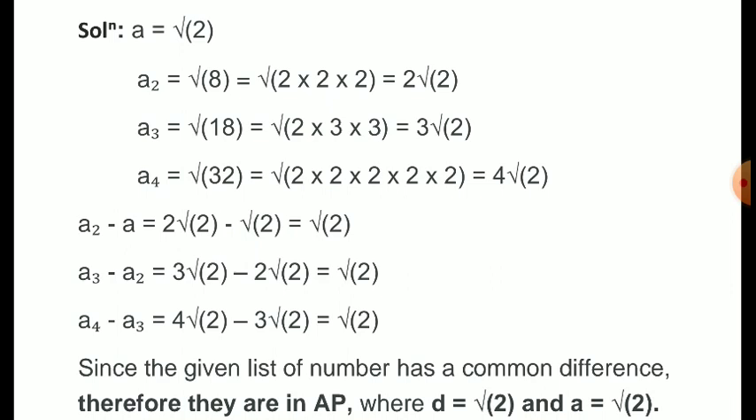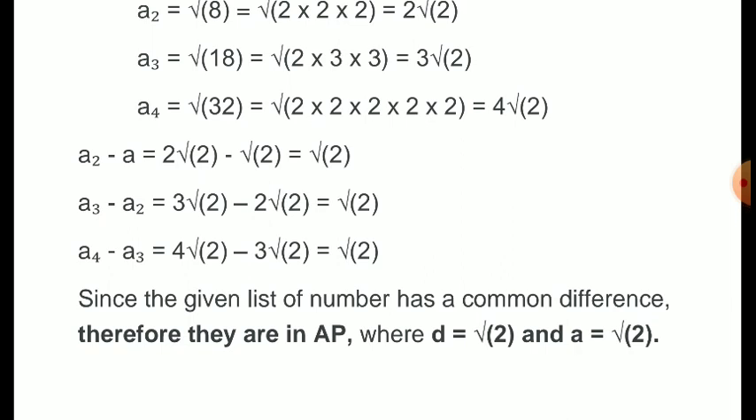therefore they are in AP, where the common difference d is root 2, and you already know the first term a is root 2. Both are the same, no? Don't be confused. Sometimes it may be the same also. So the common difference is root 2, and the first term a is also root 2. So the first part we have done, that this given list of numbers is in AP.